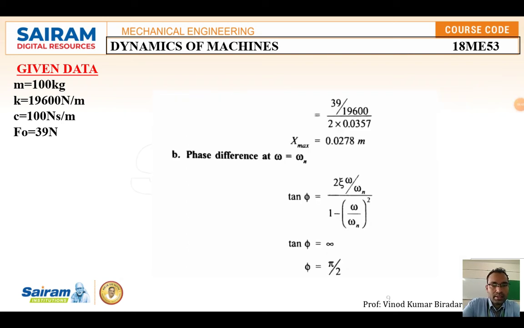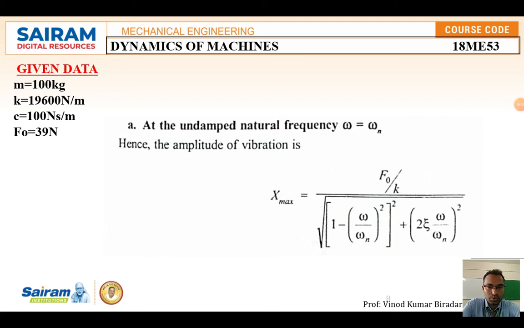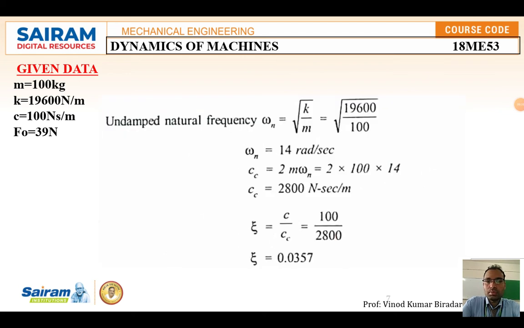The main thing to solve a vibration problem is that you have to remember the list of formulas first. Without the formulas we cannot solve a single problem on this. I have told you several times that notations are very important here, especially from module 4 and module 5. Zeta means damping factor, k means stiffness, c means damping. X maximum is the maximum amplitude, F naught is the harmonic force, k is the stiffness, omega is the angular speed, and omega n is the natural frequency. We have to remember all the formulas, then only can we solve these numerical problems on forced vibration.